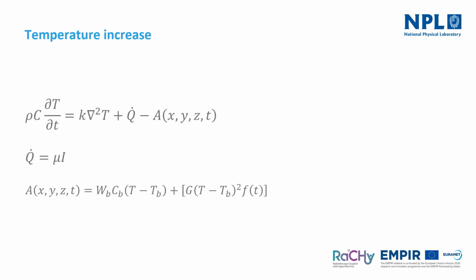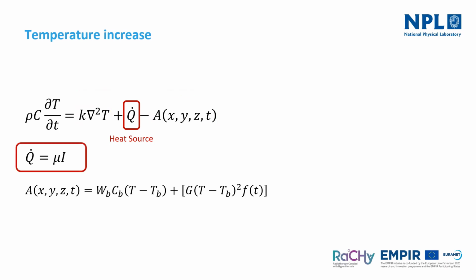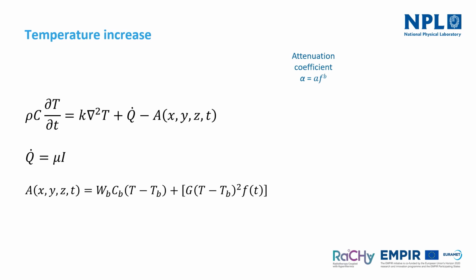Absorption causes the temperature to increase. The equation for the variation of temperature with time is reported in these slides, and it depends on diffusion, on the heat source, and on perfusion. The heat source in this case is the ultrasound itself, and the easiest simplification correlates it to the absorption coefficient in tissue multiplied by the intensity. The measurement of absorption coefficient is extremely complicated, so in most cases the attenuation coefficient is reported.